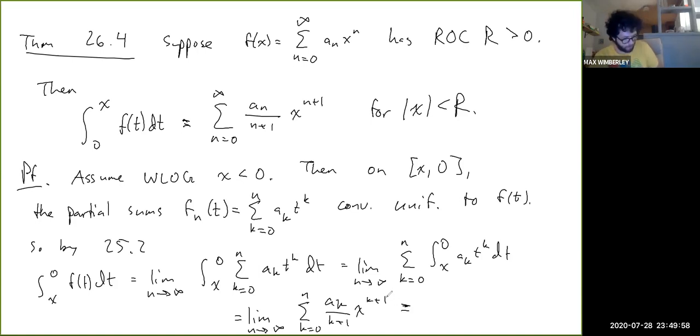Or rather, sorry, negative, I guess. Because if we're integrating from x to zero, then you get a_k t to the k plus 1 over k plus 1, and then you evaluate at zero and subtract the value at x. So you end up with a minus sign. So this is equal to the negative sum from k equals 0 to infinity, since we're taking the limit as n approaches infinity, and we know that this converges because of the lemma we just showed earlier in this video, which shows that the radius of convergence is the same for the new series. So this is a_k over k plus 1, x to the k plus 1.